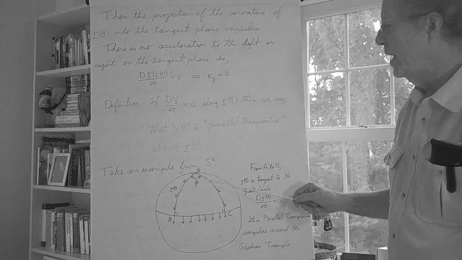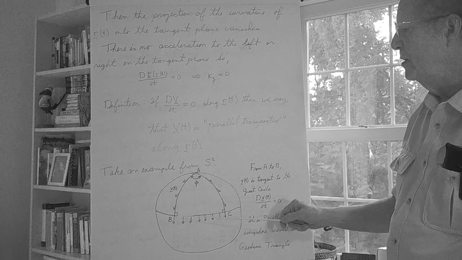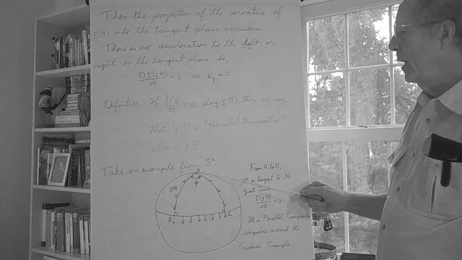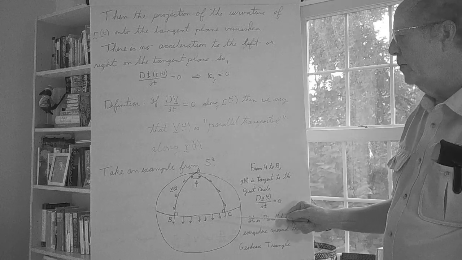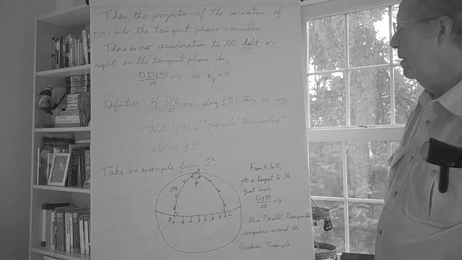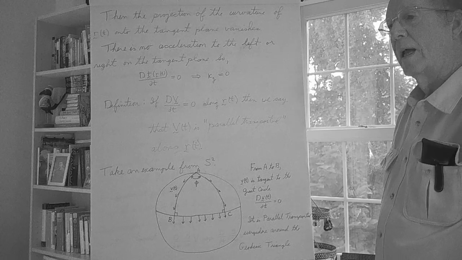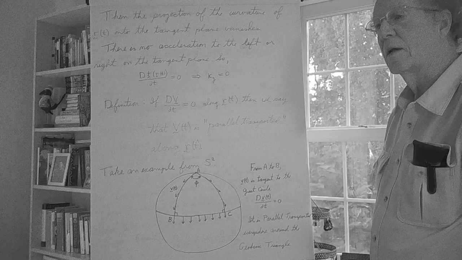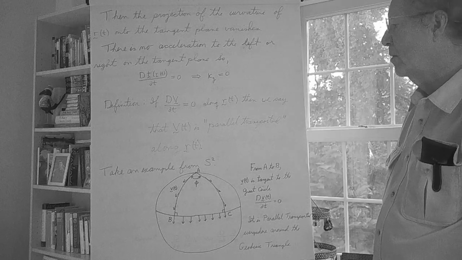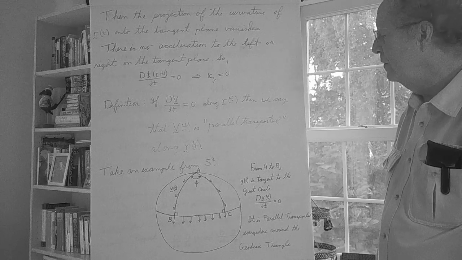So I'm imagining that I'm taking the tangent to a geodesic that goes from A to B on the sphere, okay? It goes from A, the North Pole, to B on the equator. And here's the parallel transport of the tangent vector. Parallel transport means that the covariant derivative of it is equal to zero. So the covariant derivative of the tangent along the curve is equal to zero.